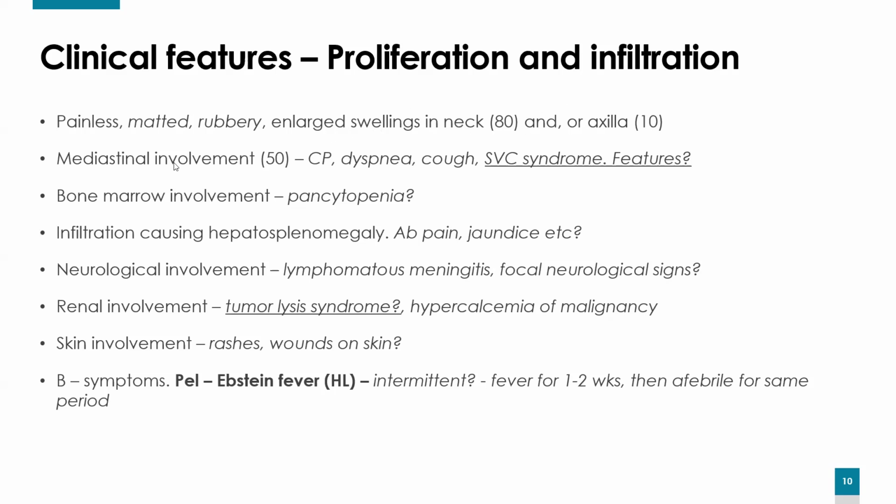Next is mediastinal involvement. About 50% of these patients will have mediastinal involvement. If you are familiar with the lymphatic system, there's usually a high concentration there. You know how the thoracic duct and all that drainage happens in the chest. Mediastinal involvement in the chest is very common because of the thoracic duct. All those nodes drain into the thoracic duct, so it's very common to get enlargement there.